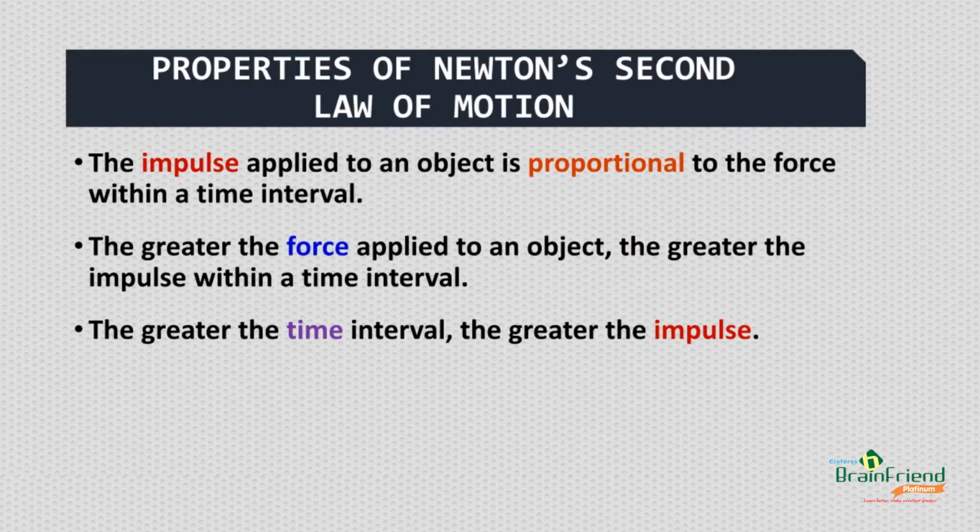Now, here are some properties of Newton's second law of motion. 1. The impulse applied to an object is proportional to the force within a time interval. This means that time is required. 2. The greater the force applied to an object, the greater the impulse within a time interval. Also, time is required. And lastly, the greater the time interval, the greater the impulse. You can also see time is involved.